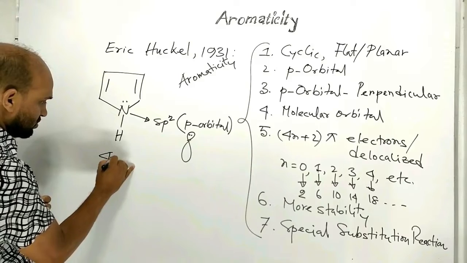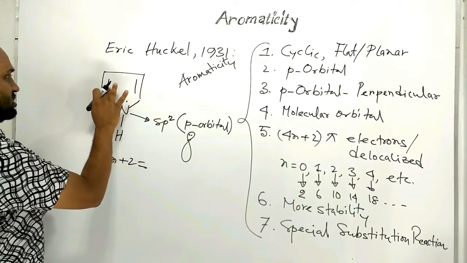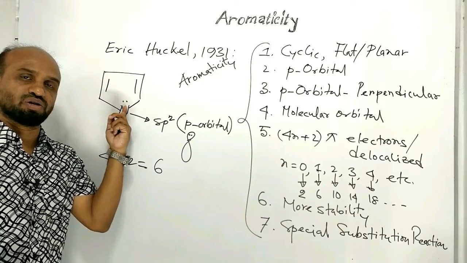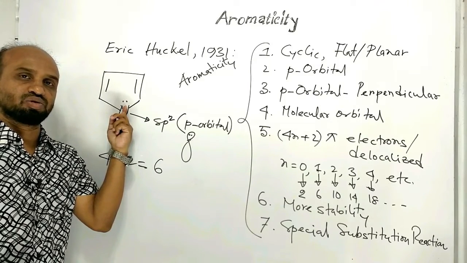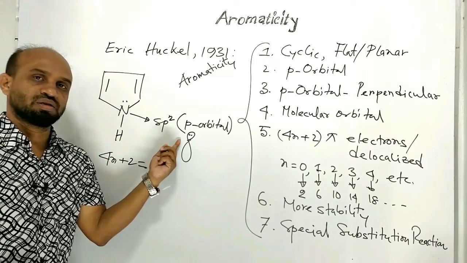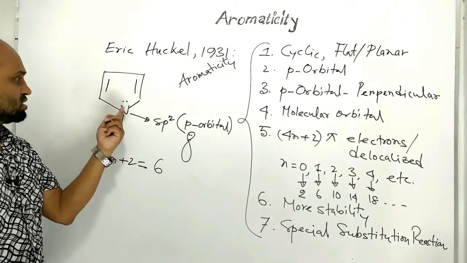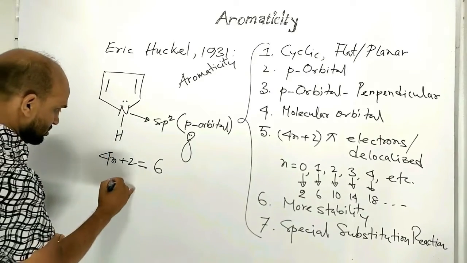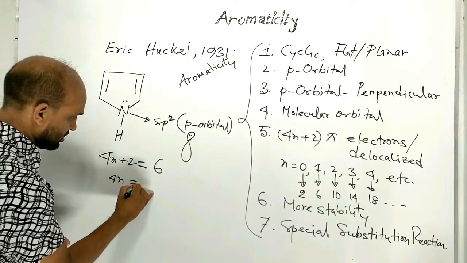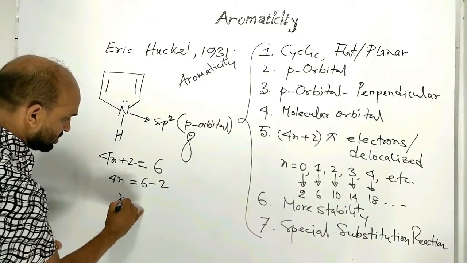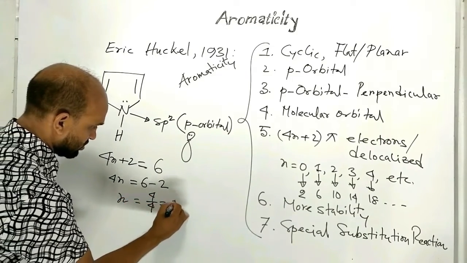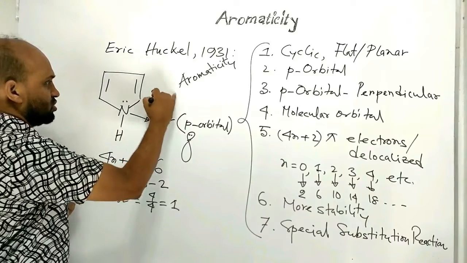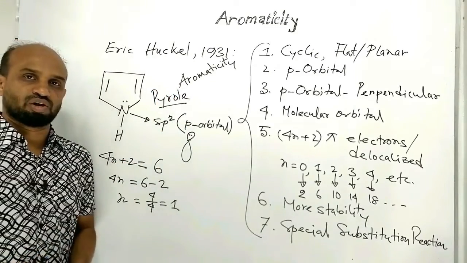So here 4n plus 2 pi electrons, 2, 4. These two electrons participate in the formation of pi molecular orbital. That is, these lone pair of electrons remain in the unhybridized p orbital. That is why this pair of electrons is involved in delocalized pi electrons. So the value of n will be here 4n is equal to 6 minus 2, n is equal to 4 by 4, 1. So this compound, that is Pyrrole, is a kind of aromatic compound.